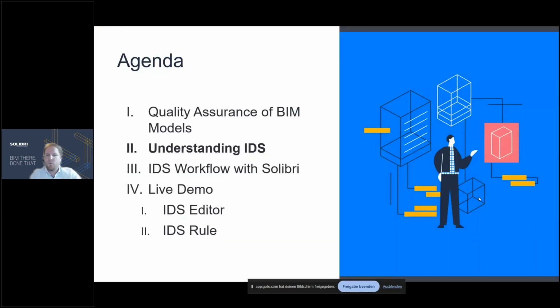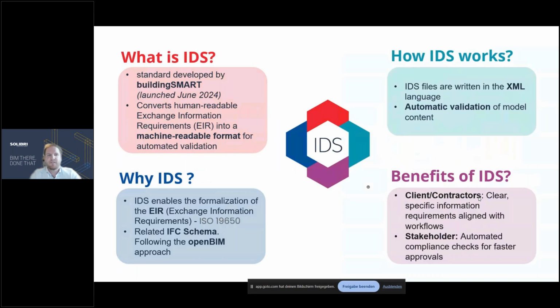But let's go one step back. What is IDS? IDS stands for Information Delivery Specification. It's a standard developed by Building Smart, and version 1 was launched in June 2024. So it's kind of new, and Building Smart was working on that for a long time, and now finally it's released. So with IDS, you can convert a human readable exchange information requirements, EIR, into a machine readable format.